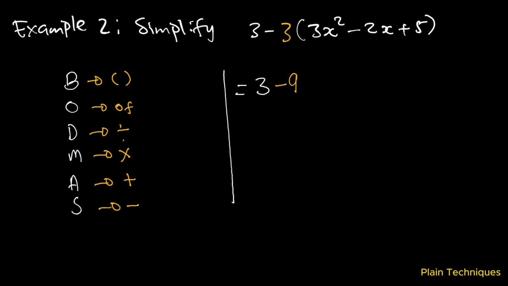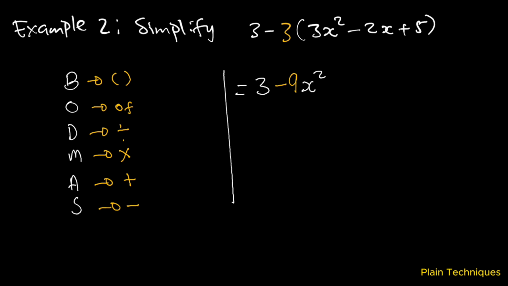Now, what is the next thing that you need to do? You take the variable, that variable as it is. You just drop it, put it here, because we multiplied 3 by the whole term. So I'm just going to put it here as x squared.